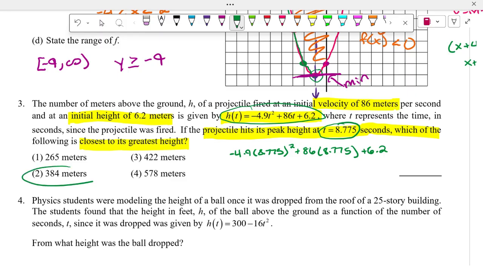384. Good. So two different methods. Doesn't really matter which one you use.